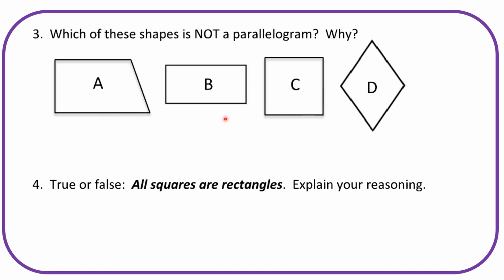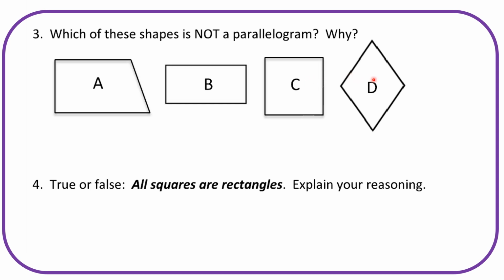Looking at B, this line here is parallel to this one, and this one is parallel to this one. So there are 2 sets of parallel lines here. It's a parallelogram. It's actually a rectangle. Looking at C, it's the same thing. These 2 are parallel to each other. These 2 are parallel to each other. 2 sets of parallel lines. It's a parallelogram. Also a square. Not what I'm looking for.